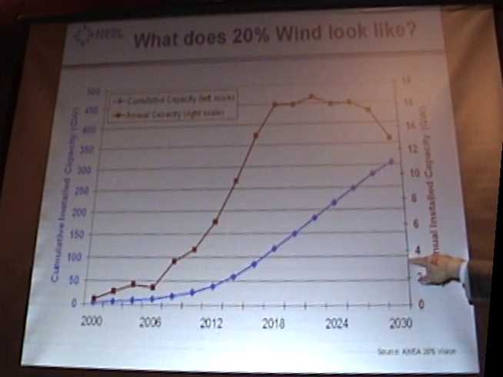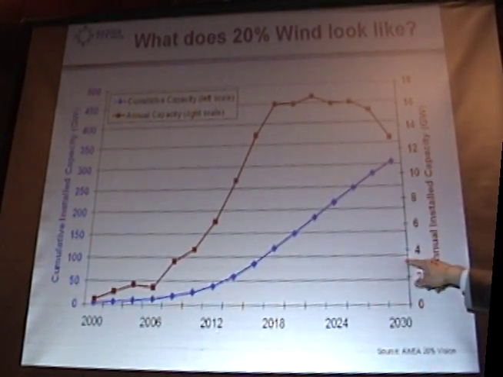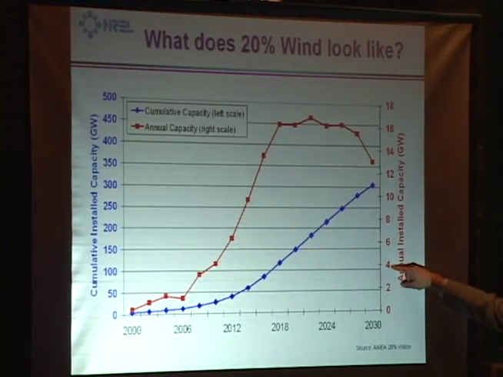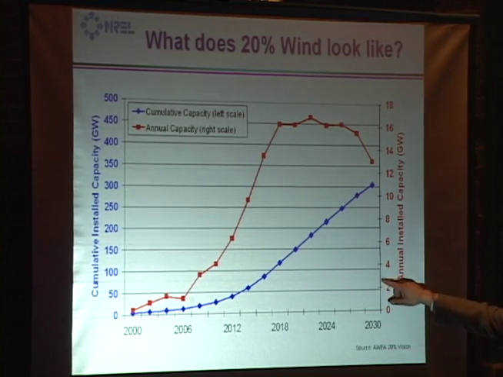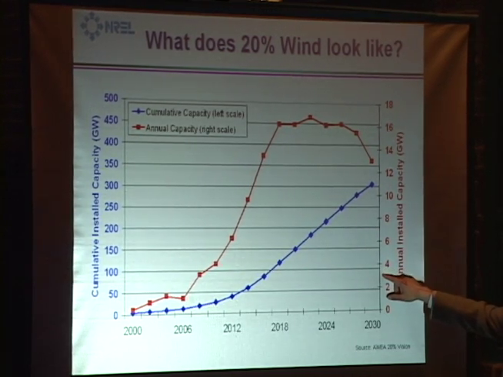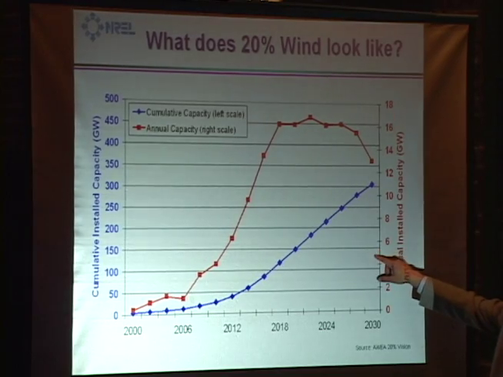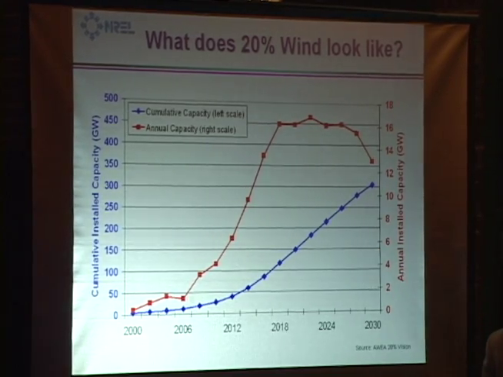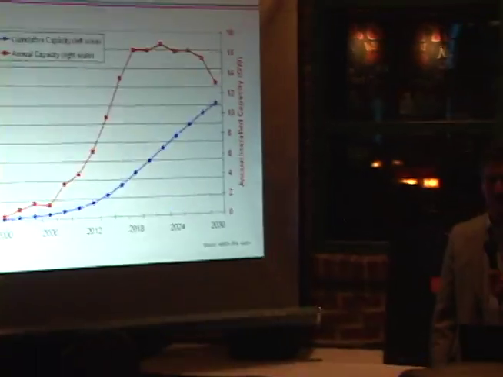Actually, this is old because we were supposed to put in 4 gigawatts of land-based wind. We actually put in 5, so we're ahead of schedule, and hopefully that will continue. But in order to achieve this kind of annual capacity installations, we're going to need to ramp up a lot of our industries, and that's good for the economy.